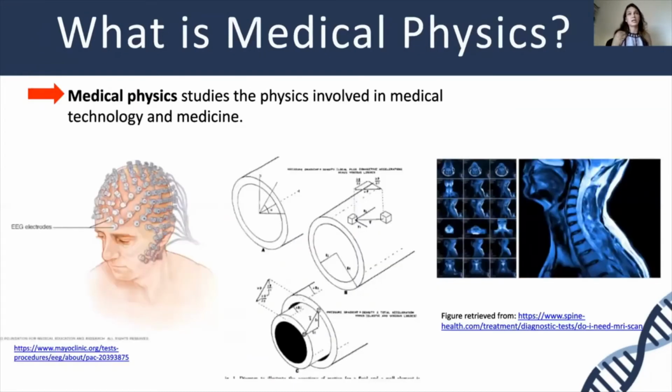And the second bit of my course is about medical physics. So what is medical physics? It's the study of the physics involved in medical technology and medicine. I put some examples here on the slides. In this course, you learn about the different technologies that are out there which enable you to record from the brain using, for example, EEG electrodes, as seen on the slide, or imaging of our nervous system, but also of our human body in general.